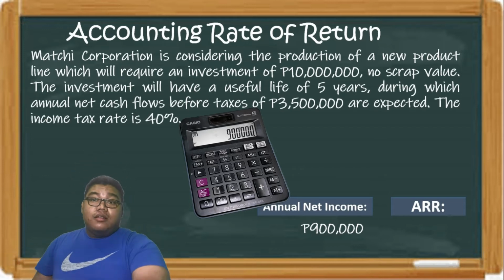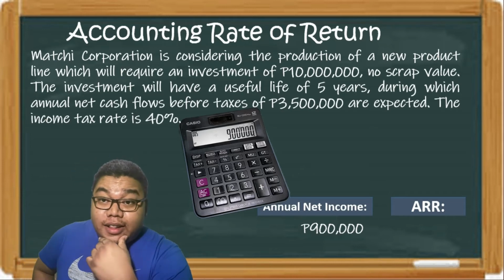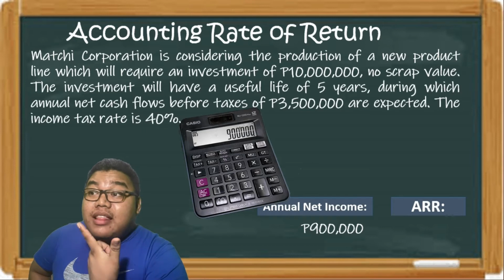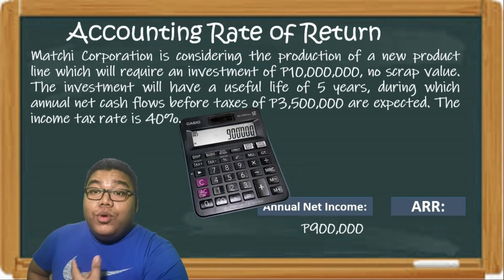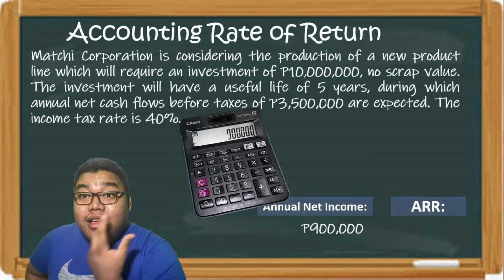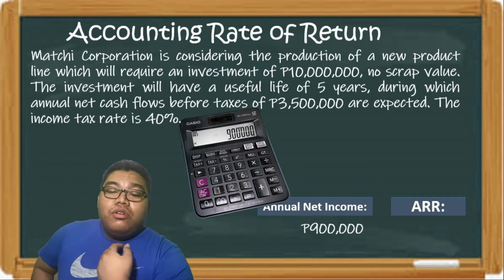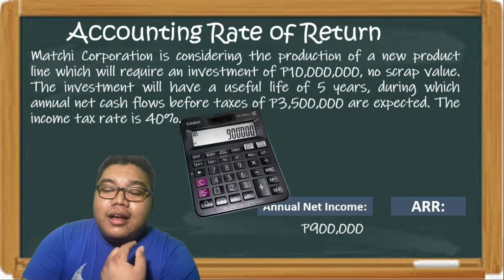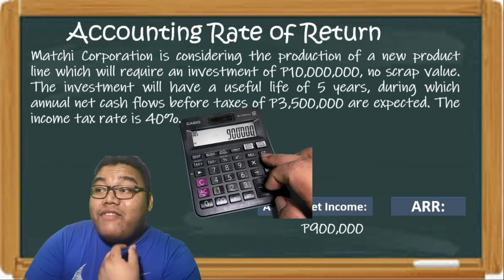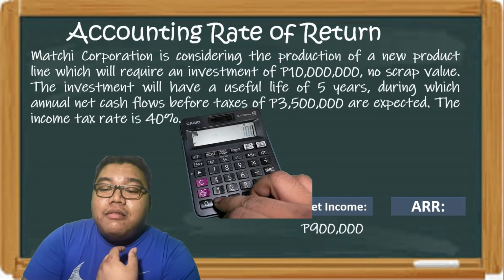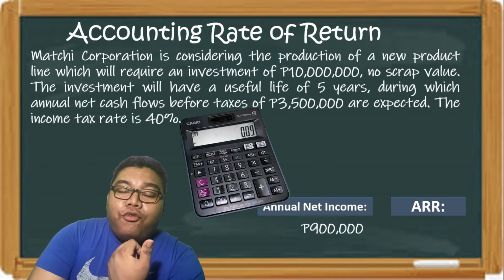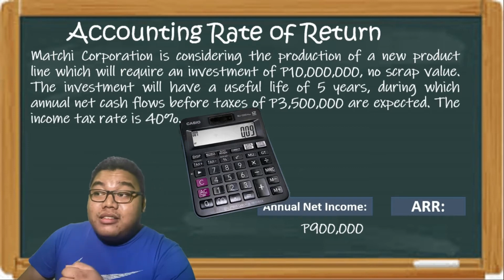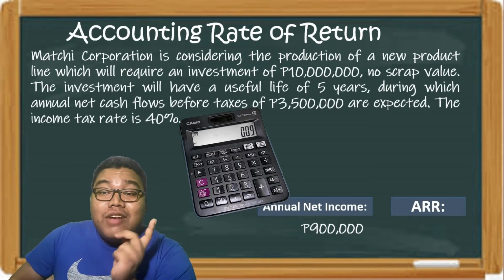We have two methods to compute the accounting rate of return. We may consider using the average investment or the original investment. So if we would use original investment as a denominator, let's key that in. 900,000 divided by the original investment of 10 million. You would have 9%.